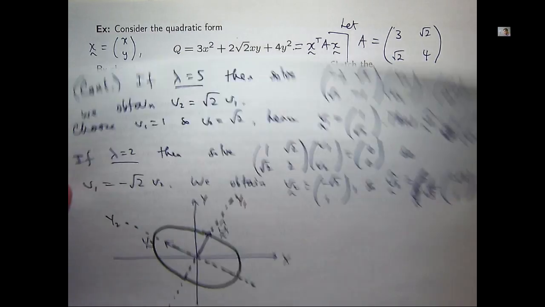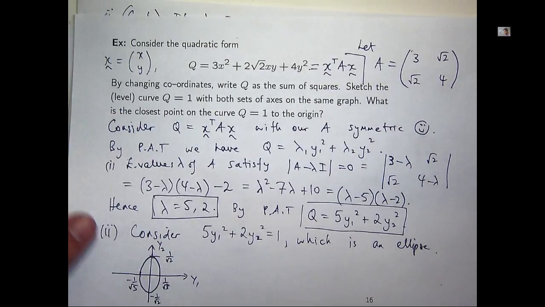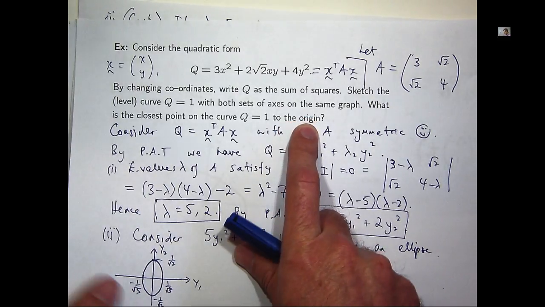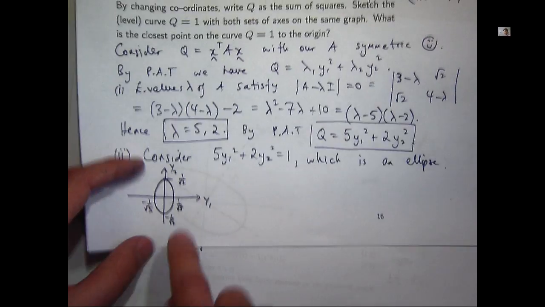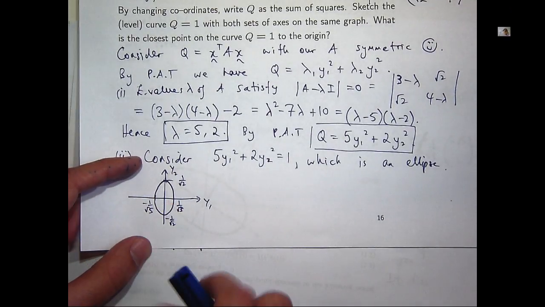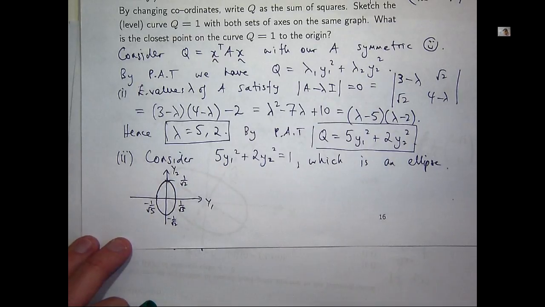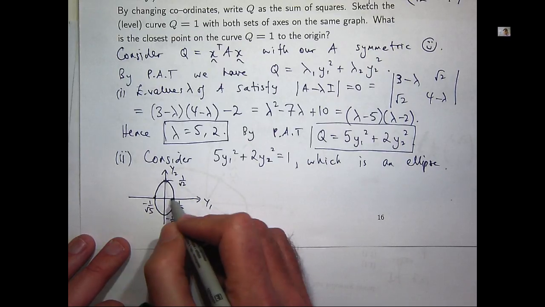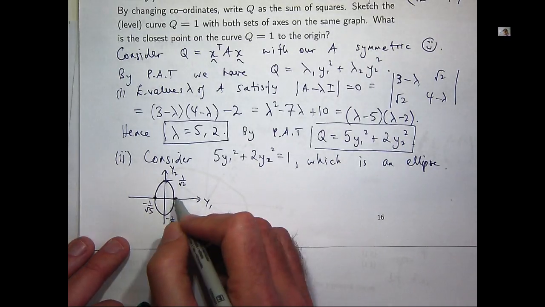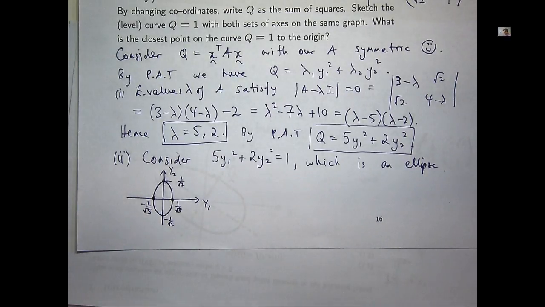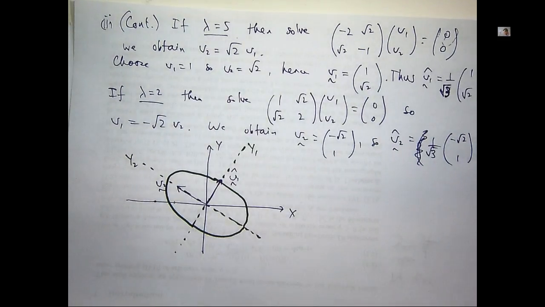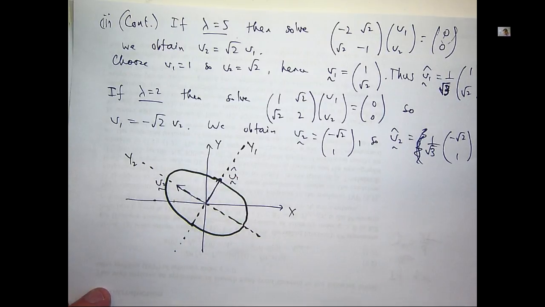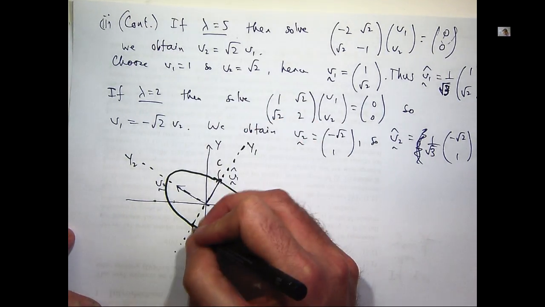Now the last part of the question was, what is the closest point on the curve q equals 1 to the origin? Well, since it's just a rotation, you can sort of see it from here. This is in the y1, y2 coordinate system. It's either going to be that point, well, actually they're equal distance from the origin. So there are 2 points that are closest, that point and that point. Now in the xy plane, what do those 2 points refer to? Again, you can probably see them. It'll be that point and that point. Maybe call that C and that point D.